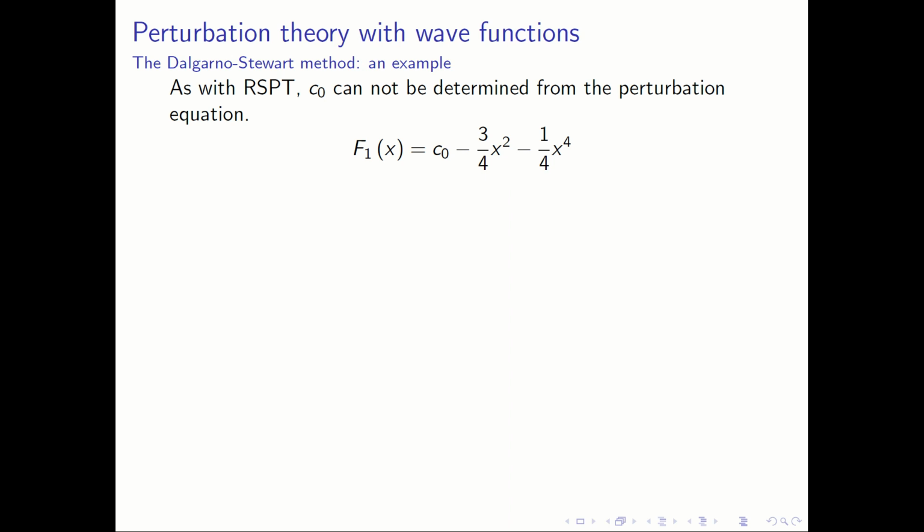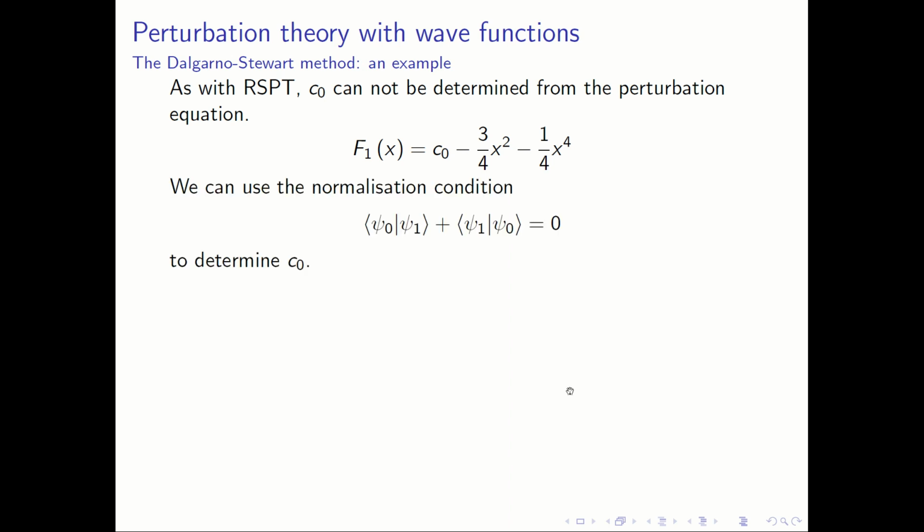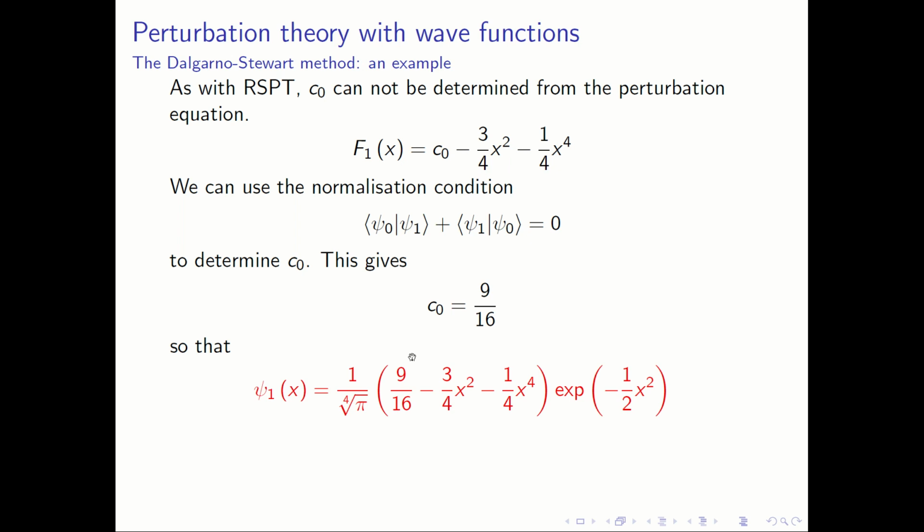Also, if you want to use the 2s plus 1 rule, you need the wave functions to be normalized. So if you insist on normalization, we saw this before, that normalization insists that the inner product of psi0 and psi1, plus its complex conjugate, has to be 0. So the real part of the inner product of psi0 and psi1 will have to be 0. And you can use this to determine c0 pretty easily. This gives c0 is 9/16.